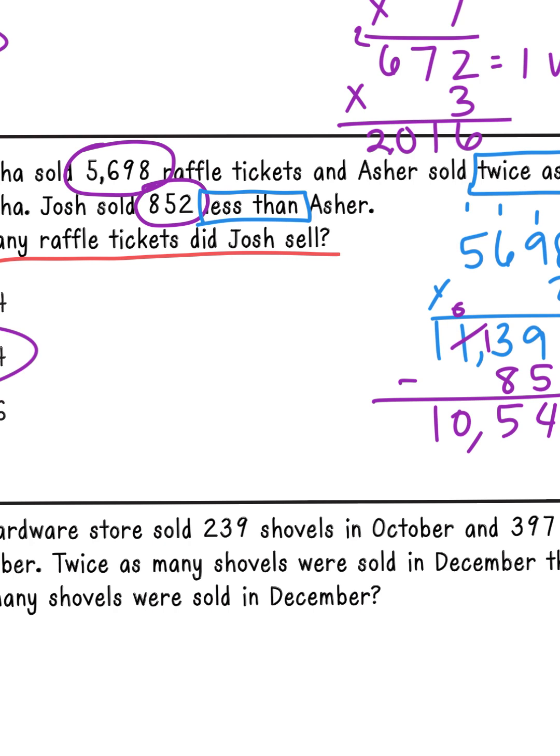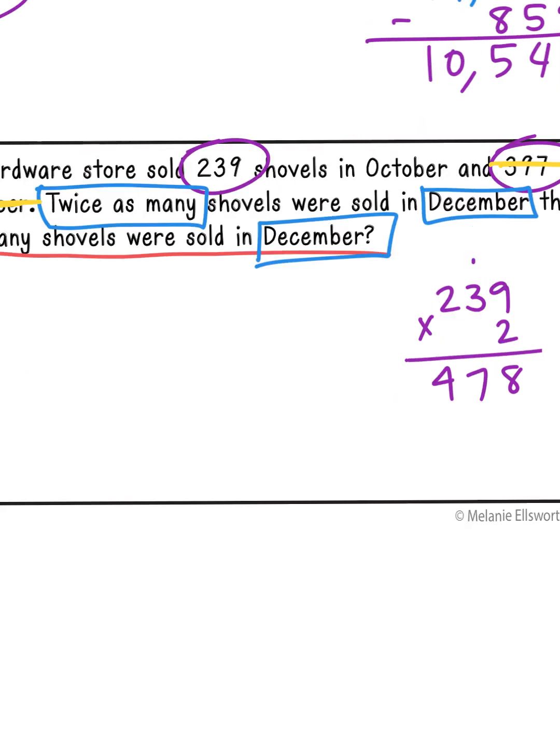Okay, I want you and your table to work together on number 3, and then we're going to check it together. Hardware stored, sold. So after you mark out the unnecessary information, you are left with 239 shovels in October, keyword twice as many, sold in December than in October, so you're just doubling, and you end up with C. Are there any questions?